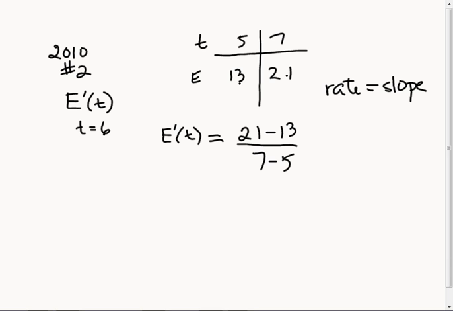That's good enough. You don't even have to finish that. But what is it? 21 minus 13. So that's 4. So it's in hundreds. So it's 400 entries per hour. 4 wouldn't make sense. I'd have to go see the scoring rubric, but I don't think you get the point if you don't have the 100 in there.